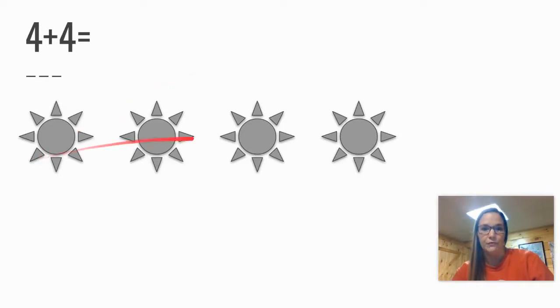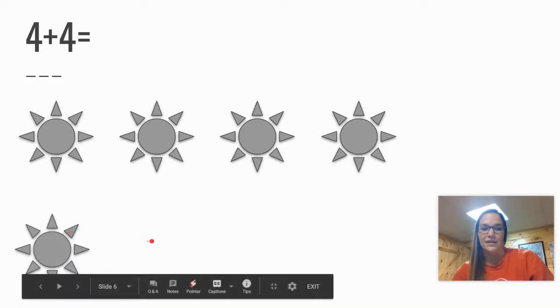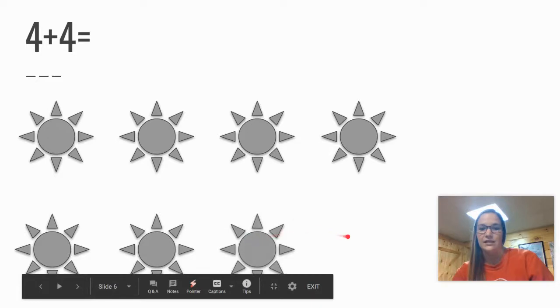Next, we're going to do 4 plus 4 equals blank. So I have 4 suns here. You are going to help me count on from 4, okay? So we've got 4. What would come next? That's right. 5, 6, 7, 8. So 4 plus 4 equals 8.